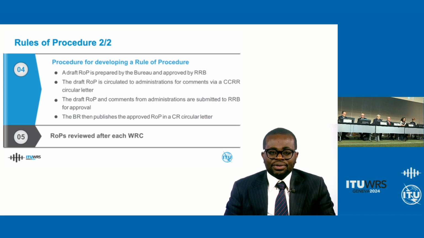There is a transparent process for developing the rules of procedure. As shown on the slide, a draft ROP is prepared by the Bureau and reviewed by the board. The draft is then circulated to administrations for comment via a CCRR circular letter. The draft ROP and comments from administrations are then presented to the board for approval. Each comment from administrations is carefully reviewed by the board in the process of approving an ROP. Once approved, the BR publishes the approved ROP in a CR circular letter.